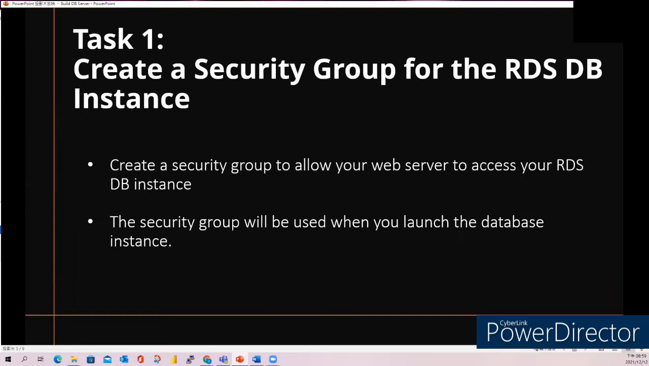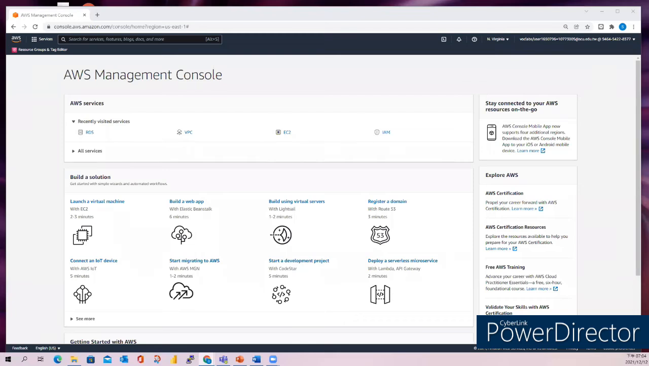Task 1 is to create a security group for the RDS DB instance. The content is to create a security group to allow your web server to access your RDS DB instance. The security group will be used when you launch the database instance. Okay, in the AWS Management Console, under services, click VPC.